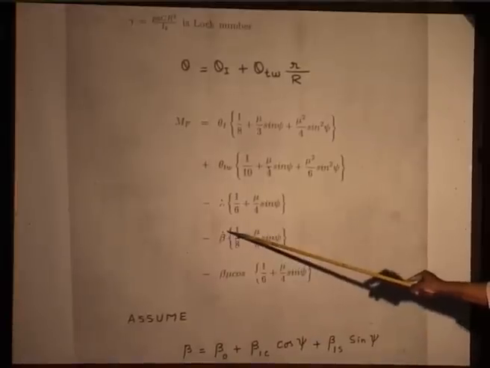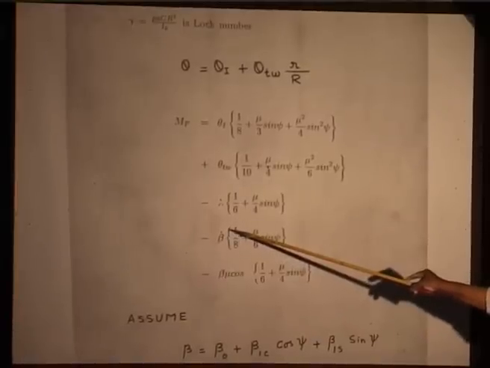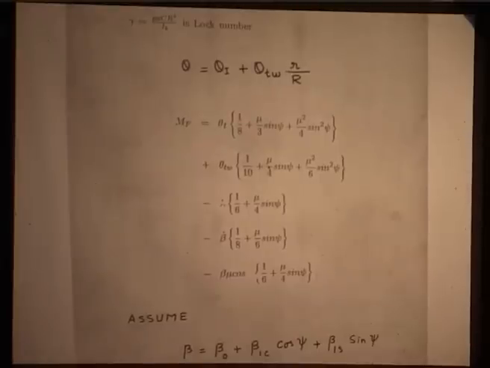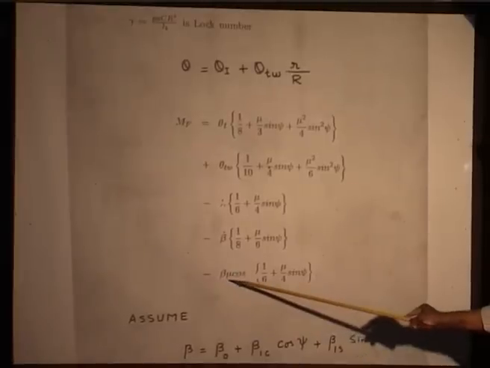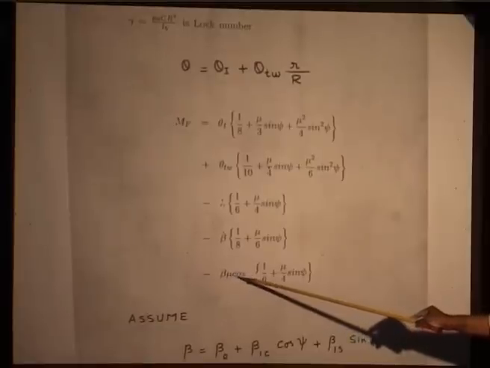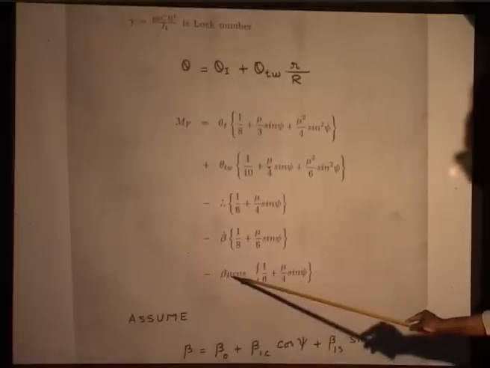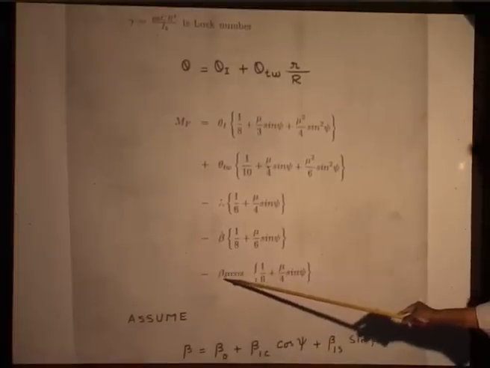These two terms: there is a beta dot, which is actually the first derivative of flap motion, like a damping term. And there is another term which is beta cosine psi. That means this is a spring term, but a spring term associated with the forward speed, mu.